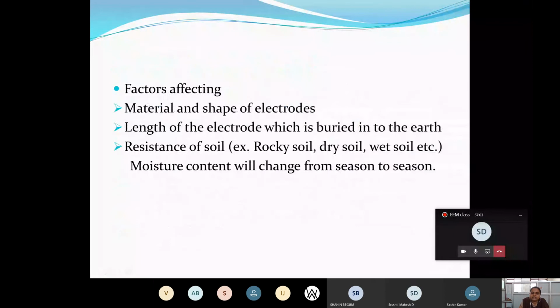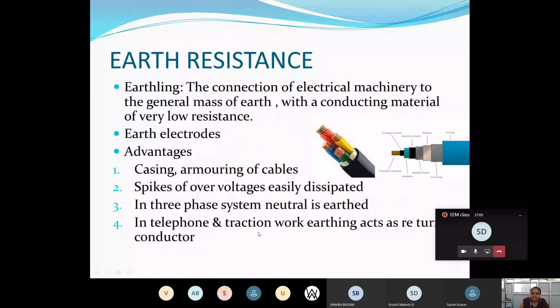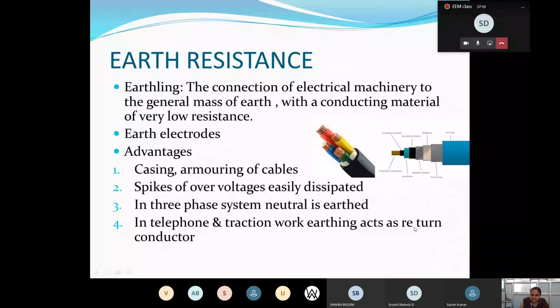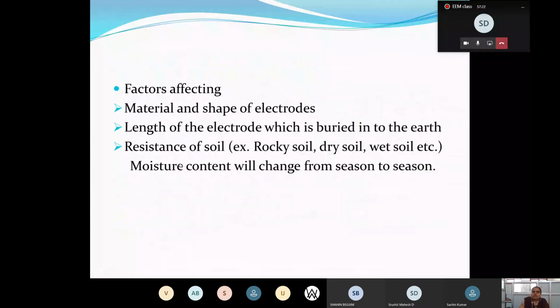Then in telephones and traction, a return conductor is used as an earthing. These are all the advantages of using the earth resistance. Means we have to check what the earthing is going for. Next, what all the factors are affecting?